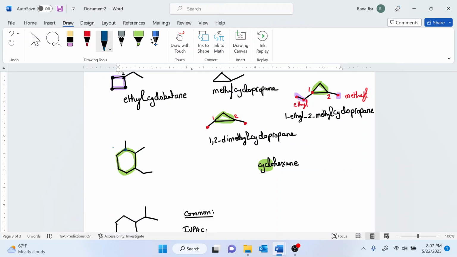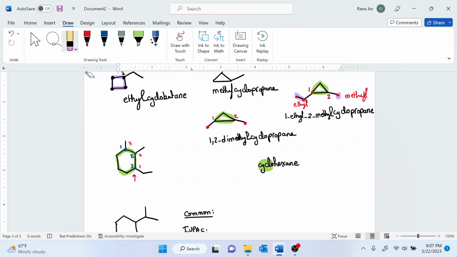So if I start numbering from here, this is going to be carbon 1, carbon 2, and carbon 3. And if I start numbering from here, then this is going to be carbon 1, carbon 2, and carbon 3. Notice that these are the same sum of numbers. 1 plus 2 plus 3, 3 plus 2 plus 1. They are the same sum of numbers. If you have this case, then you're going to go by alphabetical order. You have a methyl here. You have an ethyl there. The ethyl gets the lowest number, so this is why you have to start this way.